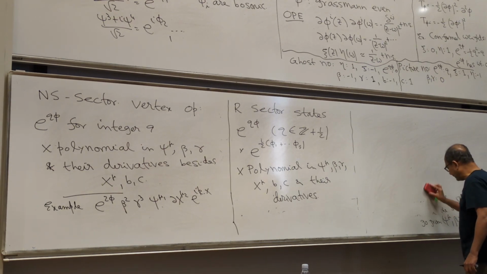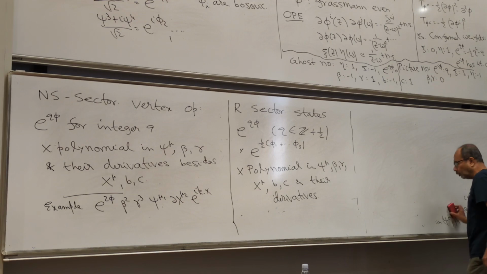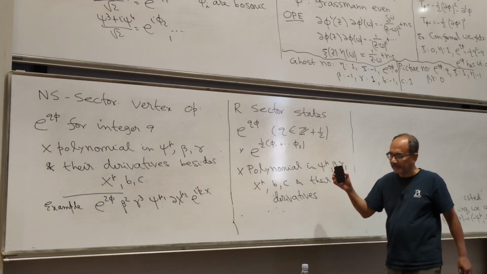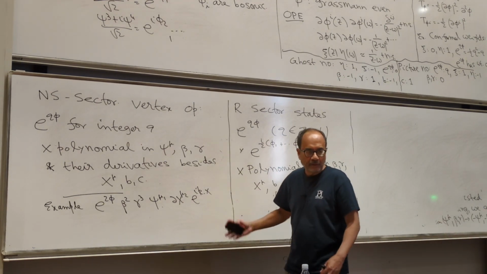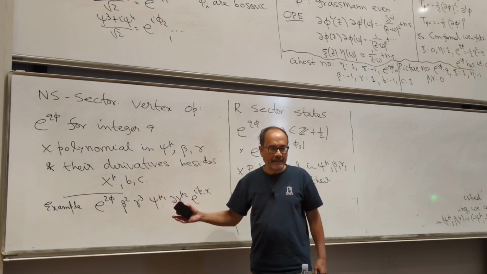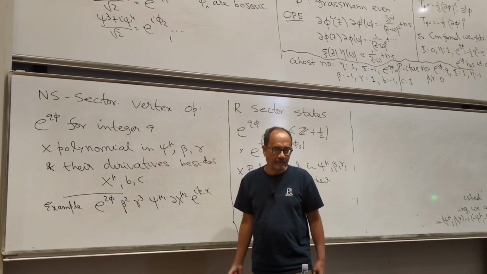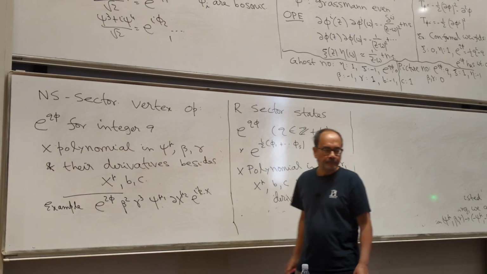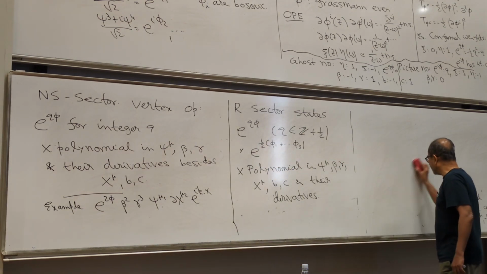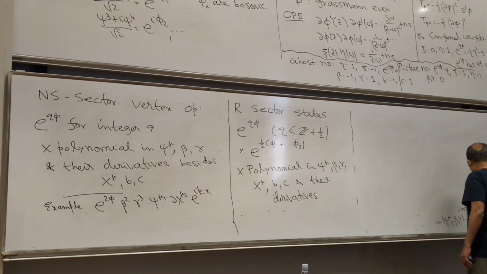Not all of these may be non-zero, right? Because sometimes the OPE may make it vanish. Right? I'm not saying that you can write arbitrary polynomials and it will get a non-zero result. For example, if I add b square, right? b square clearly is 0 because b is Grassmann odd. So this is the general structure of what you can use.